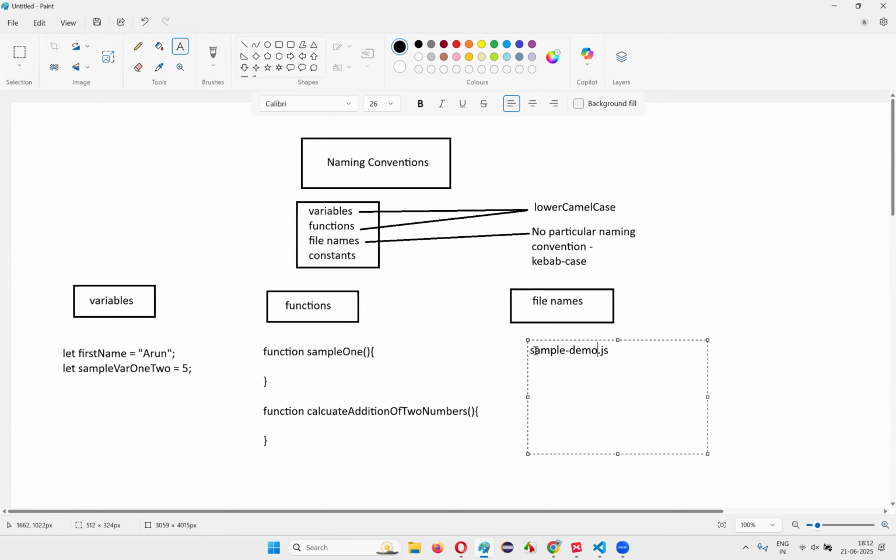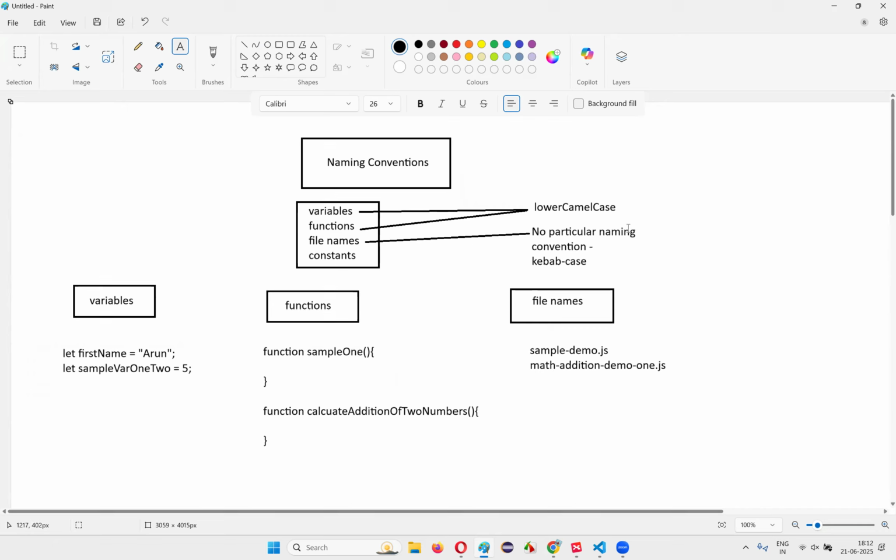In kebab case, we can have multiple words. The multiple words should be separated by this hyphen symbol, and every letter of every word should be in lowercase. Okay. So here one more file name I'll create: math-addition-demo-one.js. Okay, like this I can give bigger names. You see, there are four words. All the letters of the four words are in complete lowercase, and they're separated by this hyphen symbol. Okay, this is what is called a kebab case.